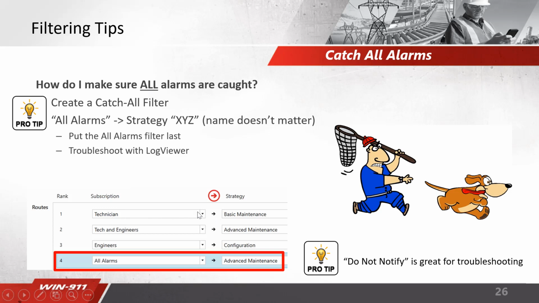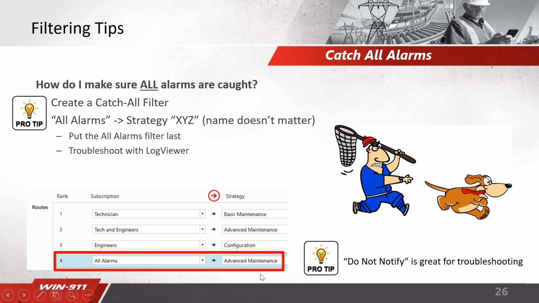Does it meet this? No. Does it meet this criteria? No. Let's say it does meet the engineer's criteria. If it meets the engineer's criteria for that filter, we'll then point it to the configuration strategy, which will start the callout tactic. Finally, as you see here at the bottom, we have the all alarm subscription. This all alarms will catch any other alarm which is not caught by the filter. In this example, I already have a strategy named advanced maintenance. So in this scenario, any other alarm that's not caught would point to my advanced maintenance strategy.